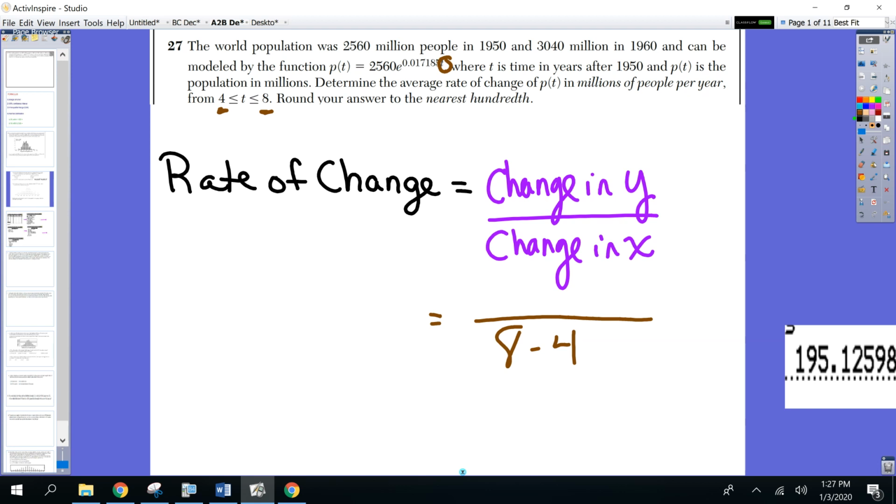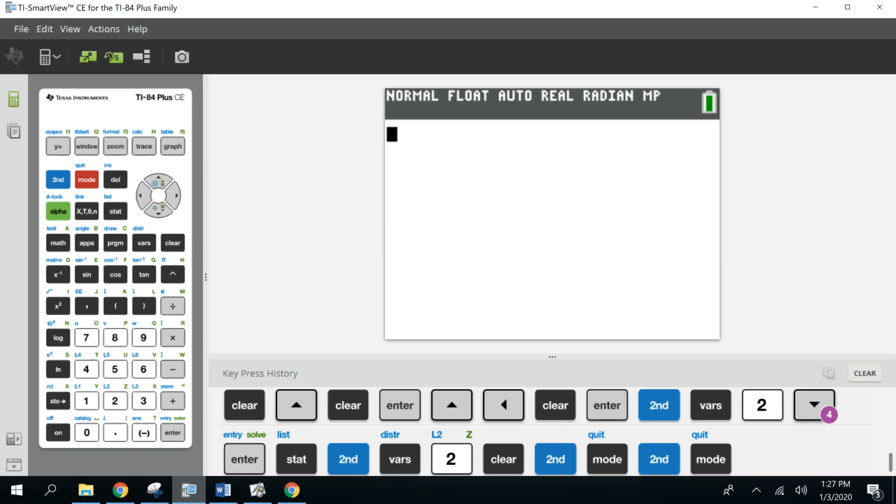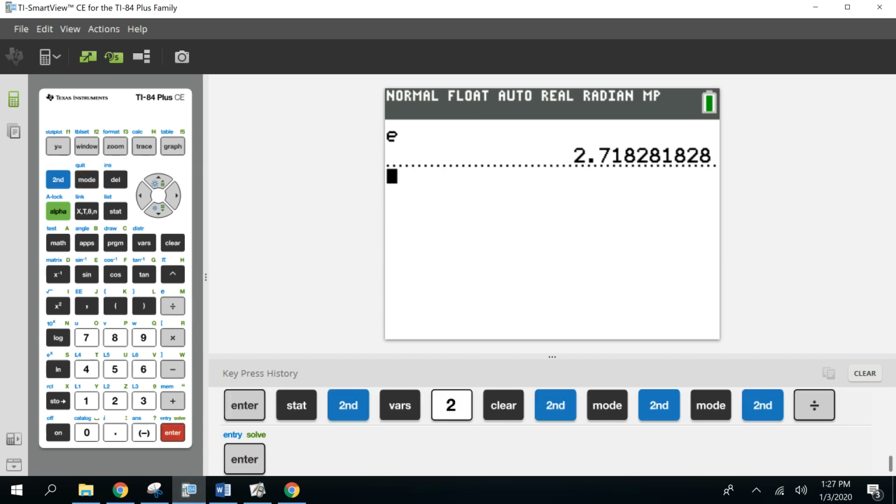All right? This E here, that's not a variable. That is on your calculator. Anybody know where it is? Right above the division sign. It's an actual number. Okay, that's not a variable. That's an actual number. It's like pi. Okay, so don't plug in for that.